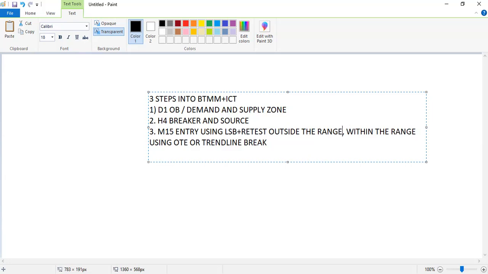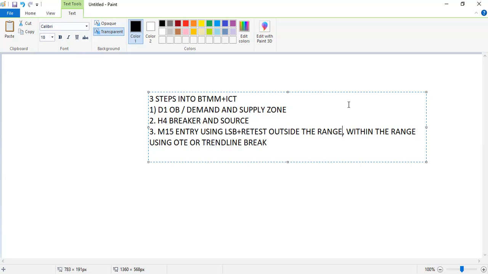So on day 1 today, I'm going to focus on 1 and 2. On day 2, I'm going to focus on M15 for entry. Then day 3 is miscellaneous, things that we do that we didn't capture. After each day, I'm going to give you an assignment so that you follow up everything.